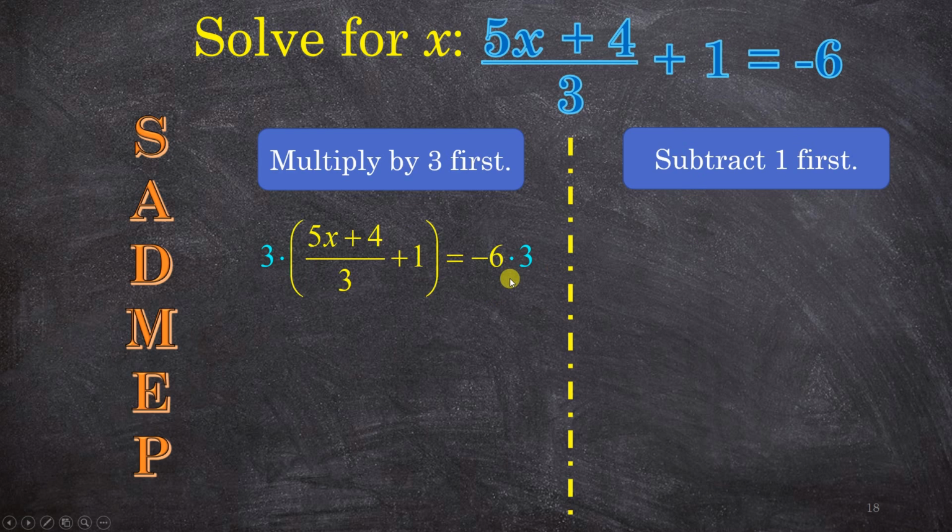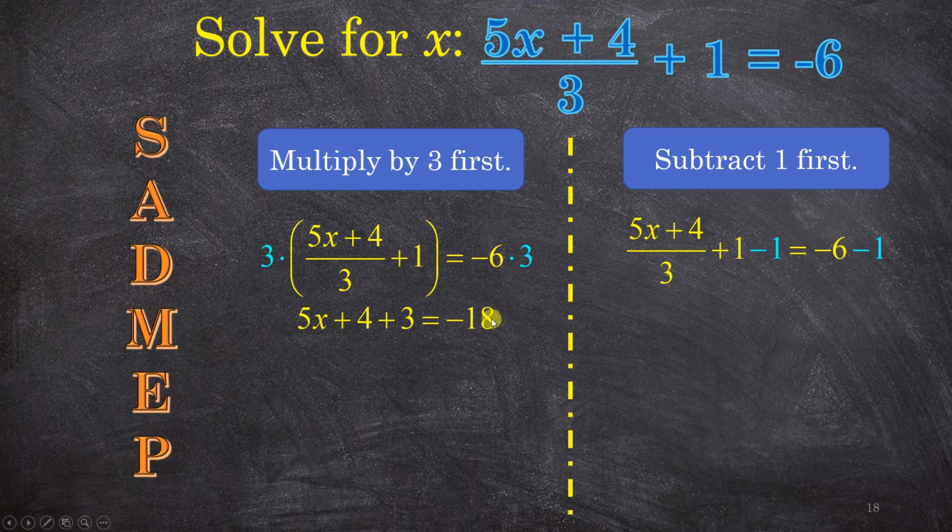Over here, it's pretty easy on the right, right? However, if you're going to subtract first, you subtract 1 from both sides. That's maybe a little simpler this time. So here, we're going to go ahead and distribute. The 3's here reduce, just like they did on the last example, and 3 times 1 is 3.